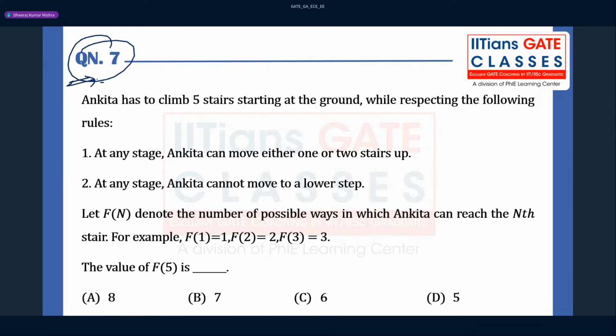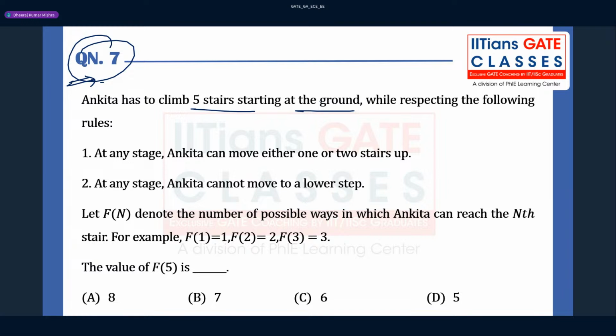Question number 7 we will solve. What is the question here, guys? Ankita has to climb 5 stairs starting at the ground. Whenever questions are given, you have to read the question and follow all the instructions. In order to solve the question, you don't have to miss any instruction, otherwise you will not get the answer. So we will solve this question nicely. Can we go through the question first?